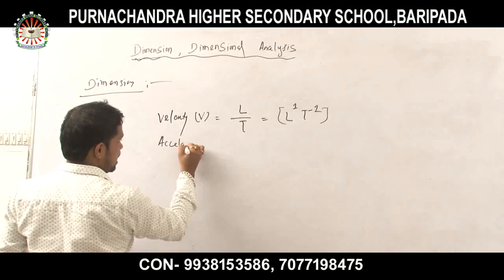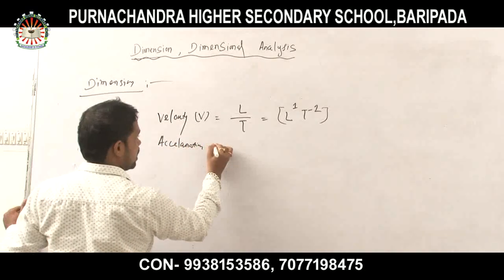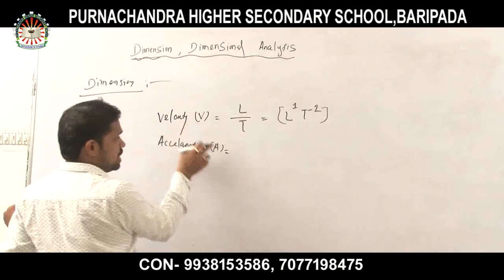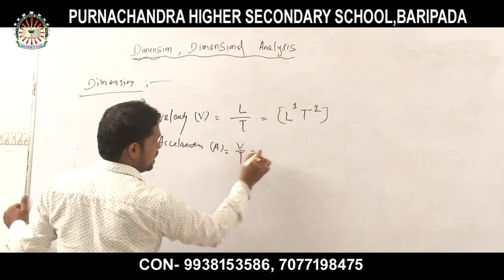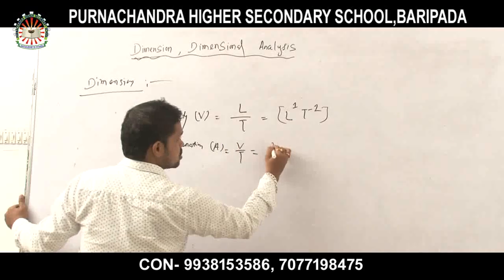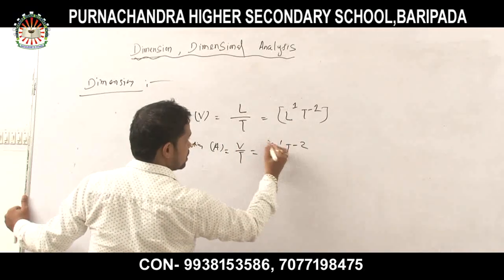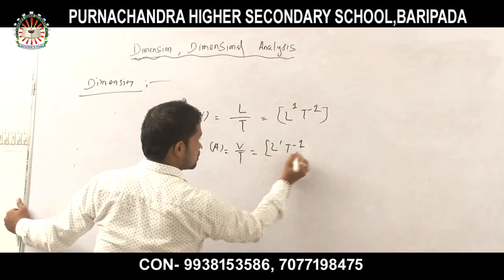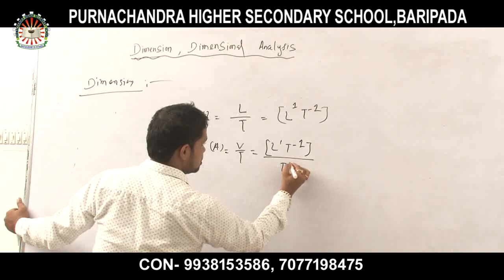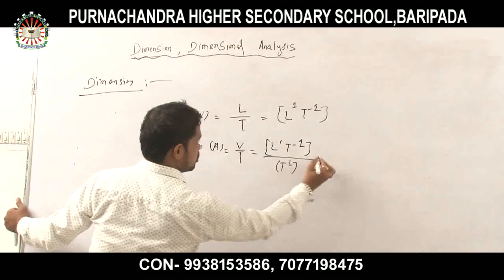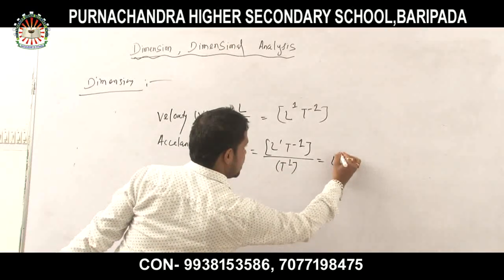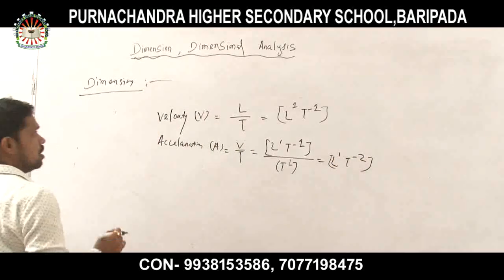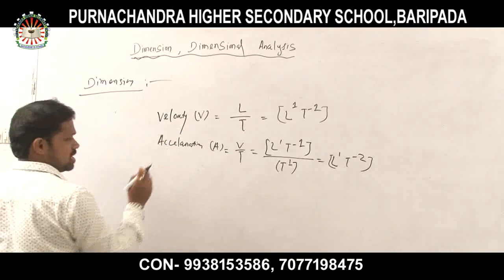Then come to your acceleration. Suppose I take it as A. So A is nothing but V by T. Simple, V by T. V I already know here, that is L1 T to the power minus 1, divided by T to the power 1. When I solve this, it is L1 T to the power minus 2. Very simple. So these are velocity and acceleration.